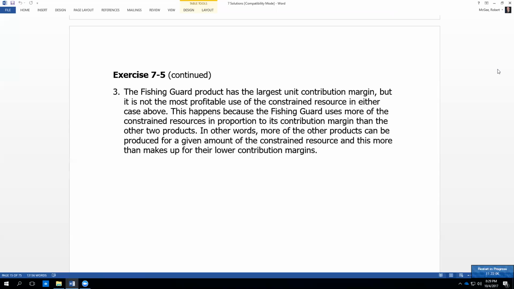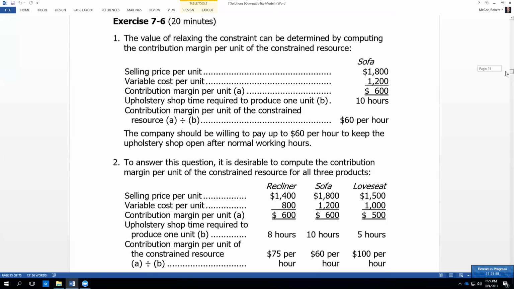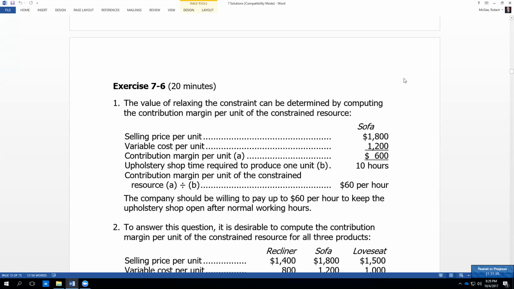Okay, number 6, managing a constrained resource. Portsmouth Company makes fine colonial reproduction furniture. Upholstered furniture is one of its major product lines, and the bottleneck on this production line is time in the upholstery shop. Upholstering is a craft that takes years of experience to master, and the demand for upholstering furniture far exceeds the company's capacity in the upholstering shop.